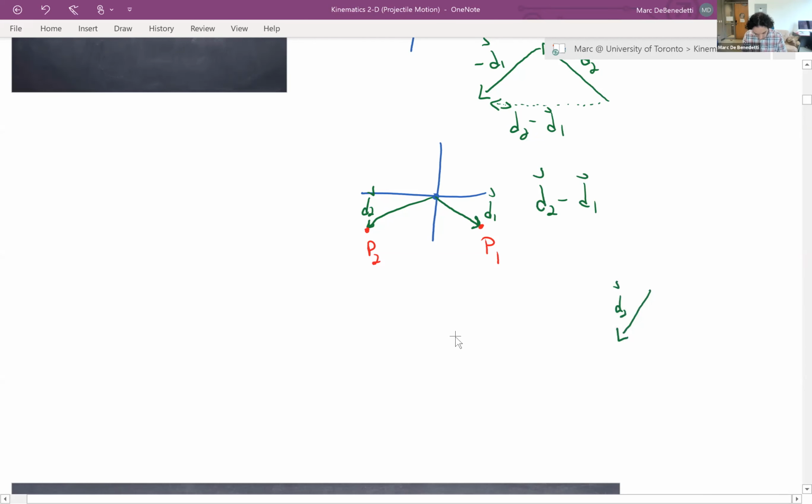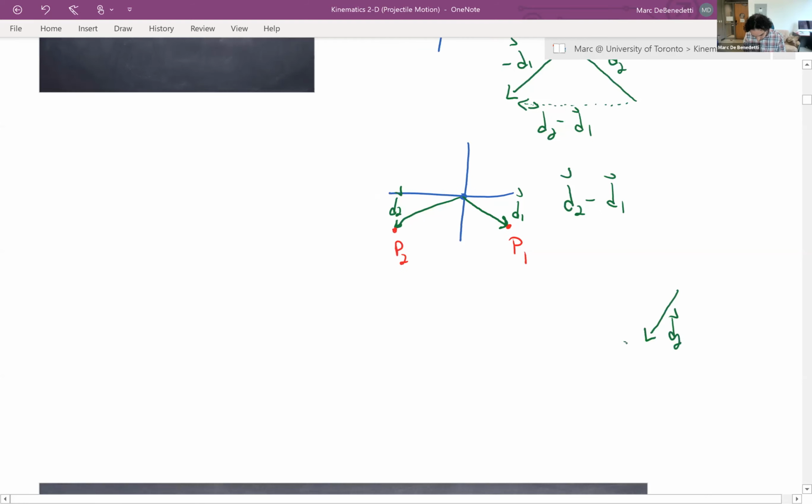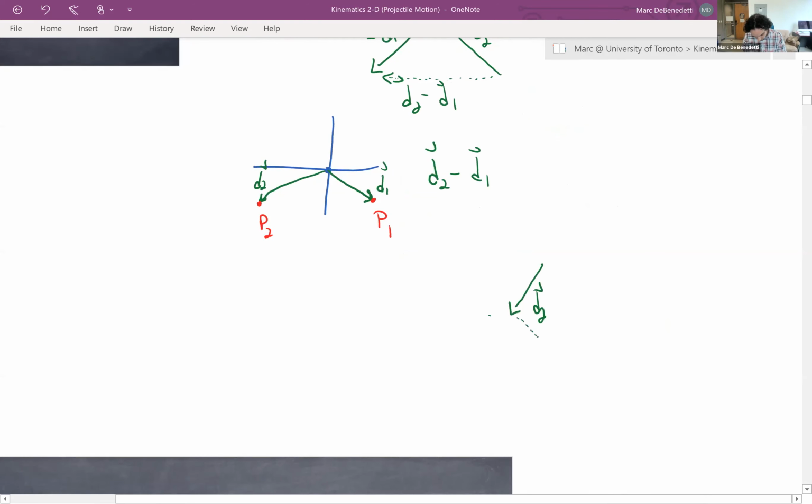Okay, so there's my d2, and I probably need to move this writing as well. d2 vector, okay, and I'm adding that to the negative d1 vector. So d1 usually comes out this way. That's positive d1. Negative d1 would be up over here. That's negative d1. So I'm doing d2 plus negative d1, so it's tip to tail. And then this would be my d2 minus d1.